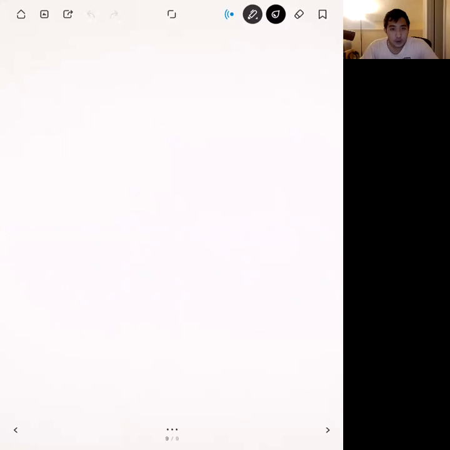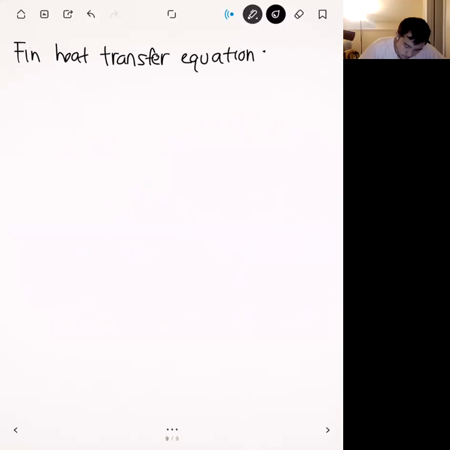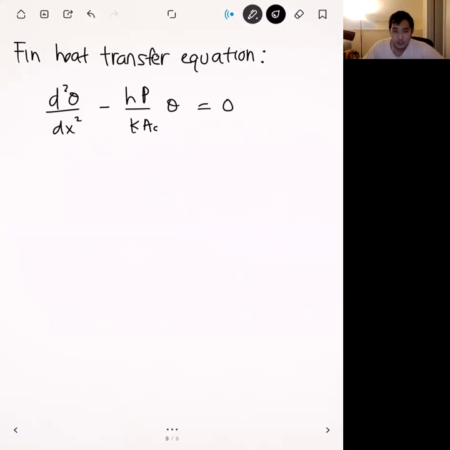All right. And so the first thing I want to talk about is the fin differential equation, okay? The fin differential equation was given by the following: d squared theta dx squared minus hP over kAc times theta is equal to zero, okay? Contrast this with our lumped capacitance method, because you can see now that we have a derivative in terms of space, right? You don't have time showing up here at all. We just have x, which is the space, okay?